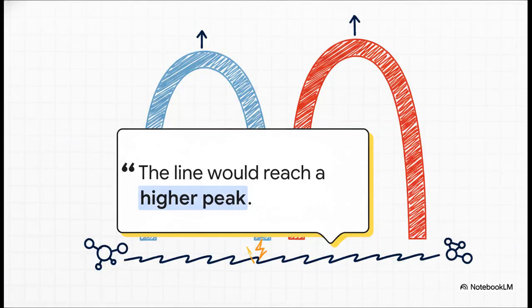Then came 2.5, a multiple-choice question asking how the profile would change without a catalyst. The correct answer is the line would reach a higher peak. And why is that? Well, a catalyst provides a shortcut, right? An easier path with a lower activation energy. So if you take that catalyst away, the energy barrier, that peak, is going to be higher.